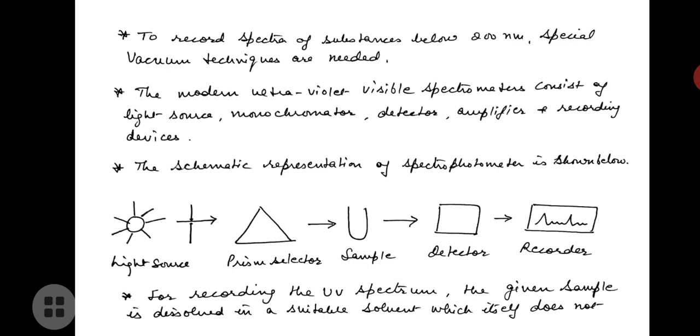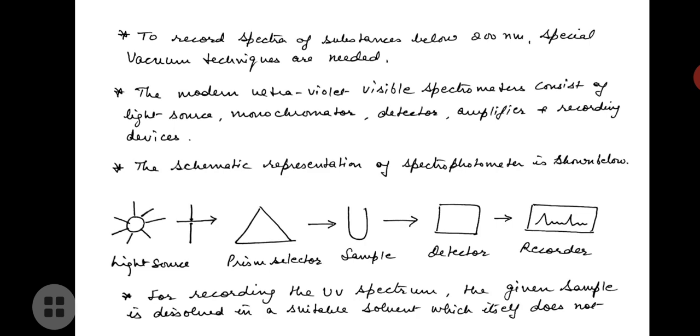Now, the modern UV visible spectrometers consist of light source, monochromator, detector, amplifier, and recording devices. A very simple schematic representation of spectrophotometer is shown here. So, you can see a light source, a prism selector, a sample, a detector, and a recorder.